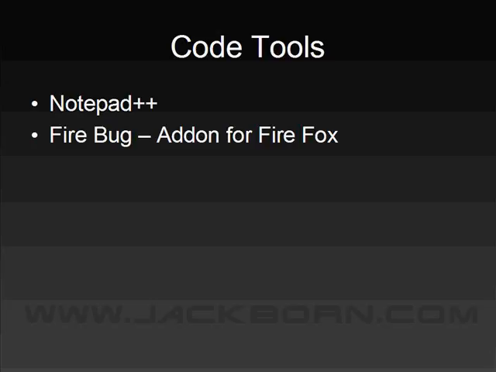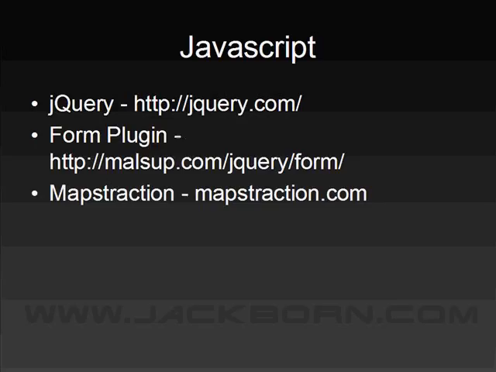And the other one I already mentioned is Firebug. It's an add-on for Firefox. It makes it a lot easier to figure out what went wrong with JavaScript, especially Ajax code. Without Firebug, I would have banged my head against the wall, and probably jumped out of a third-story window trying to debug JavaScript code. So it makes it a lot easier.